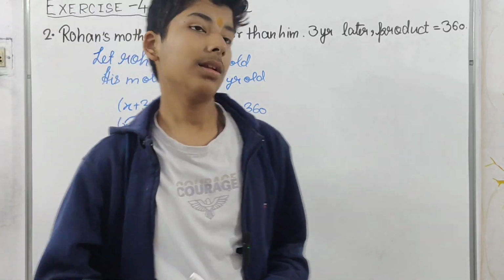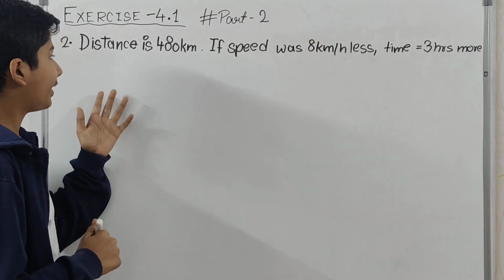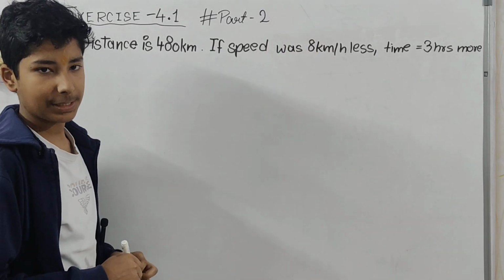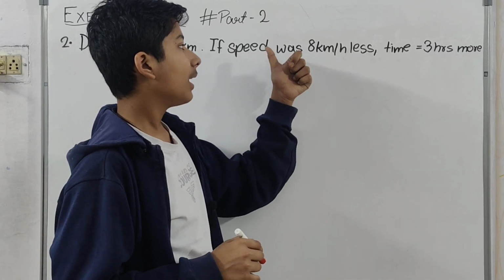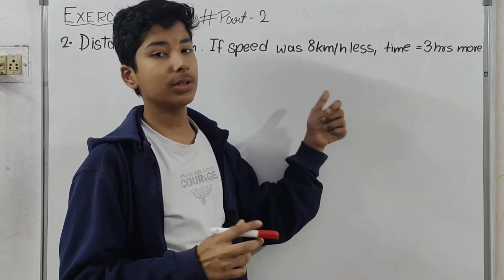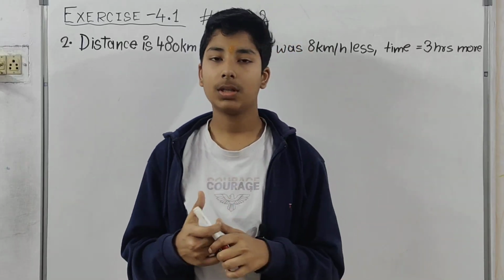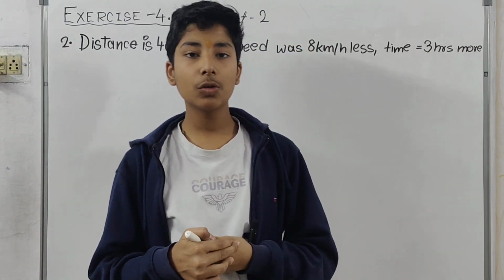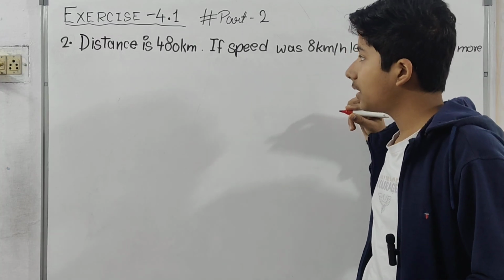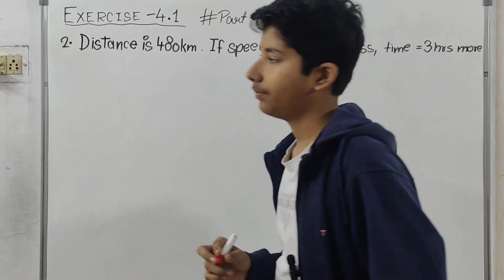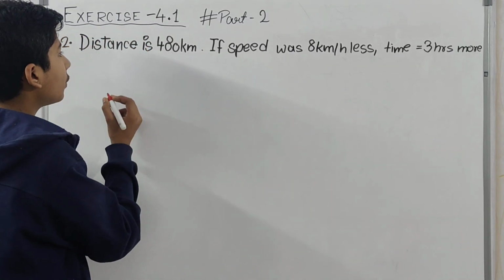And now we will continue with the last question of this exercise. Here it is given that the distance is 480 km. Now, if the speed of the train was 8 km per hour less, the time taken would be 3 hours more than it was originally. So we have to find out the distance, speed and the time. Basically, we have to make the equation only. Okay, so let's solve.